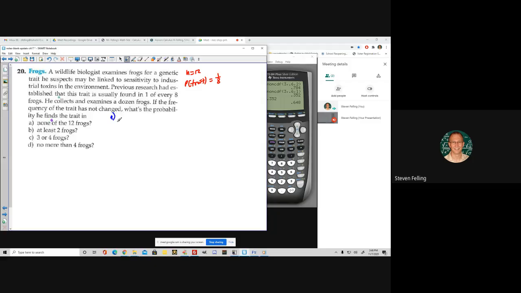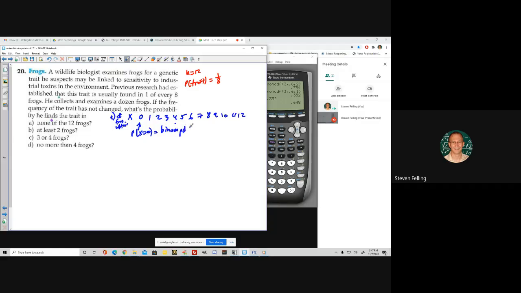Okay, I like to do it this way. I would say, let's have a random variable to be the number of frogs with the trait. And I'll list the possibilities. None of them, 1, 2, 3, 4, 5, 6, 7, 8, 9, 10, 11, or 12. This is a listing of the sample space, right? Okay, and then I'm going to say, all right, what's the probability that just one of them? That's one possibility. So the probability that the number of frogs with the trait would be 0, that would be just found from binomial PDF, right?